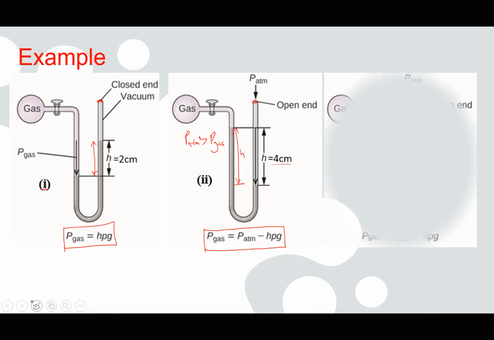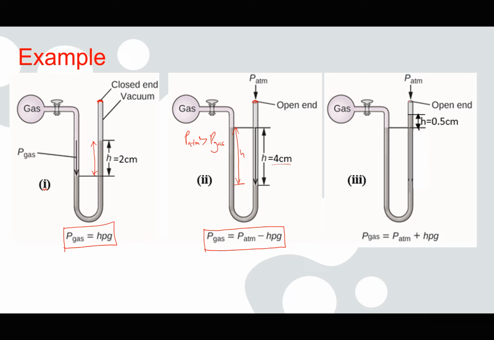And number 3, let's say it is the other way around. We have an open tube here, and we notice that the liquid is being pushed through a height of say 0.5 centimeters onto the side of the open atmosphere. So it means the pressure of the gas is greater. In this case, the pressure of the gas is going to be greater than the atmospheric pressure. So to find the pressure of the gas, I must find the pressure of the atmosphere plus the excess pressure due to that height.